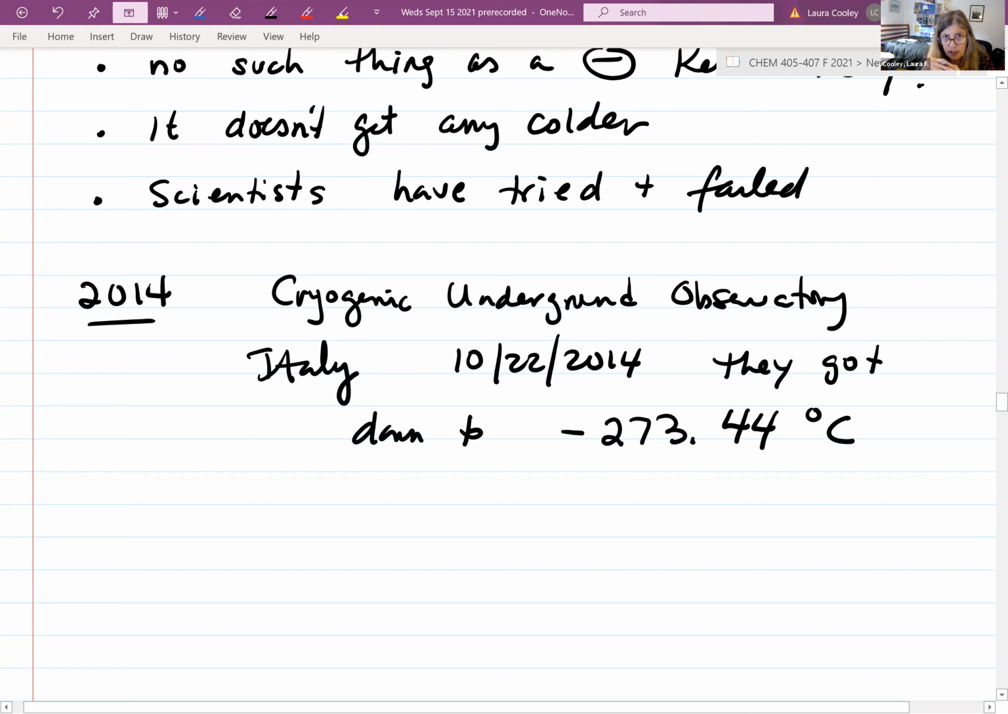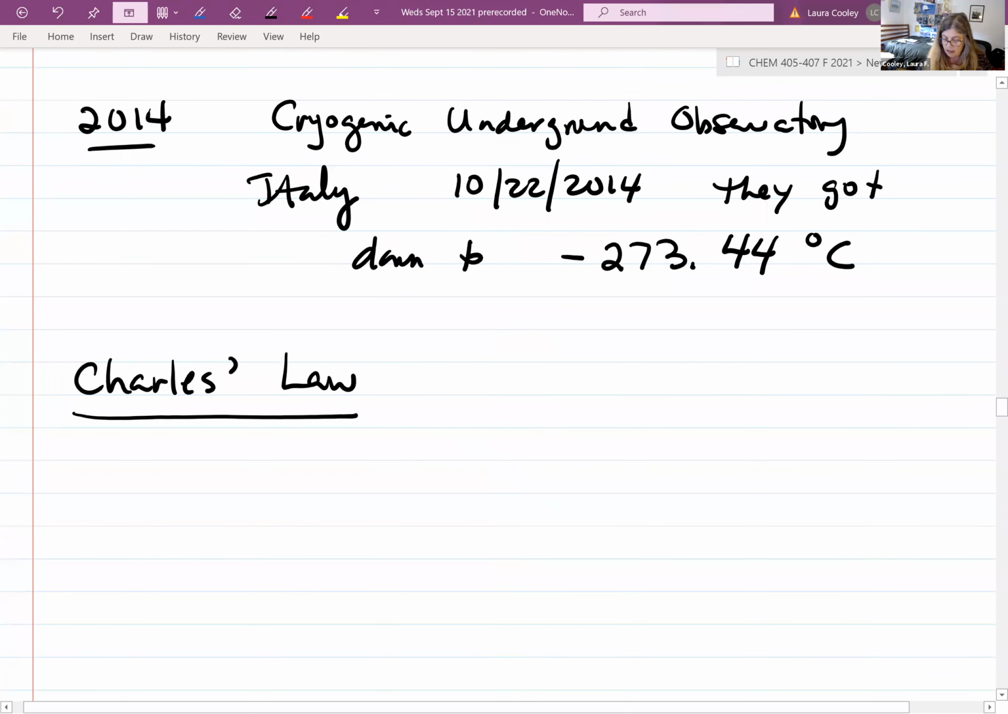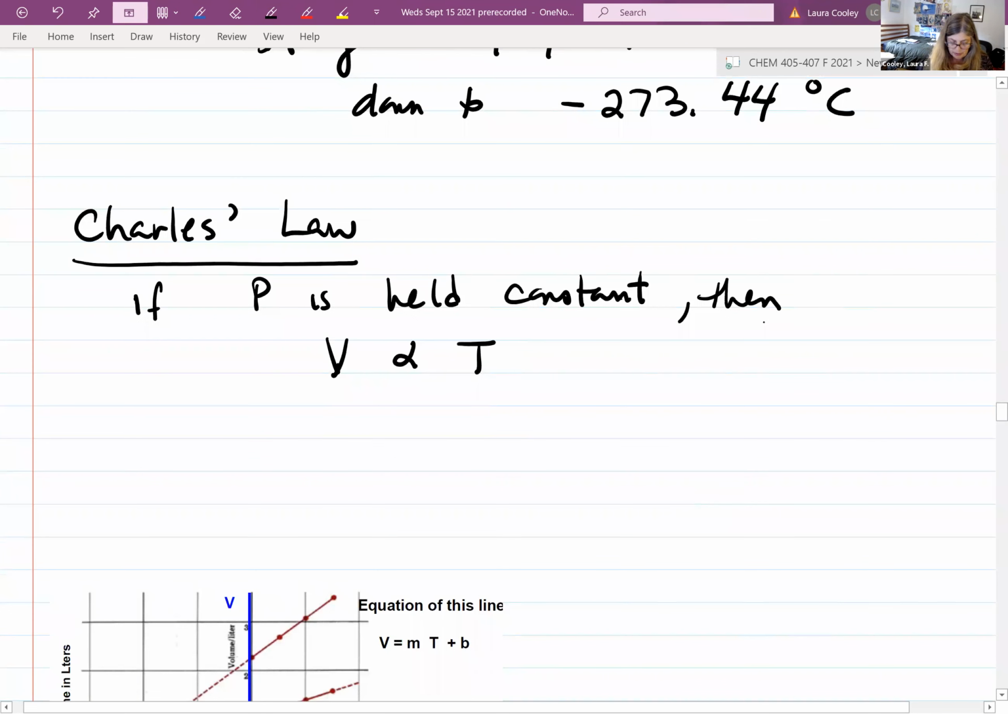So at least in this part of the course, from our point of view, Kelvin is special because of the gas laws. And I'd like to talk about Charles' law because it really is very relevant to this first of the gas laws that I'm going to discuss. So Charles' law says if pressure is held constant, and I'm going to have quite a discussion about what this means in a few minutes, if pressure is held constant, then volume is proportional to temperature, okay?